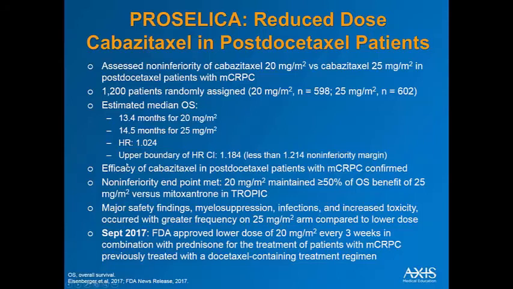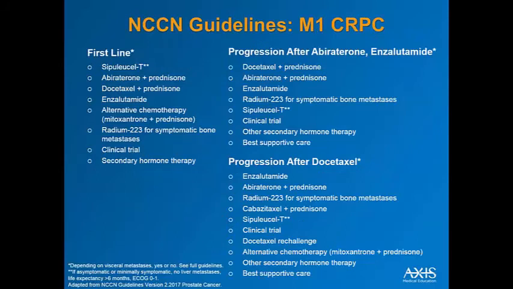And the formal way of stating it is that the upper boundary of the hazard ratio was 1.184, which was less than the margin that was pre-specified at 1.21. And it turns out that you get a little better safety when you use the lower dose, but you don't lose the efficacy. And then in September now, 2017, the FDA has approved the lower dose as being appropriate for patients with metastatic CRPC progressing after docetaxel. So that's important.